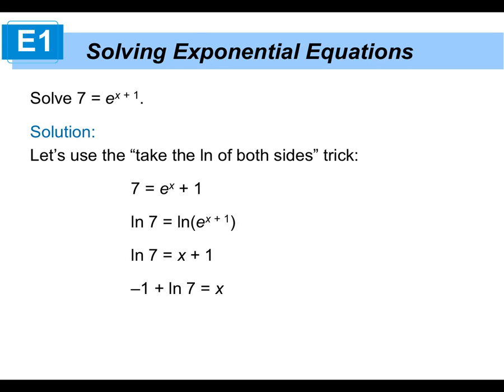And then if you want to plug and chug into your calculator, you could get the approximate value of 0.946, because remember, we're AP and we round to 3 decimal places. Always. Okay. Little pre-calc review there.